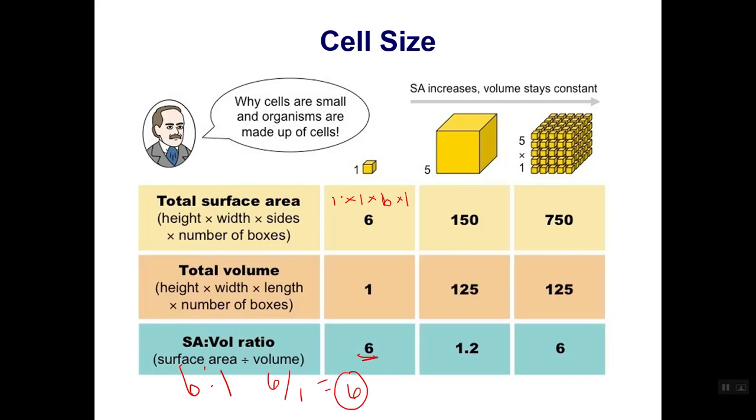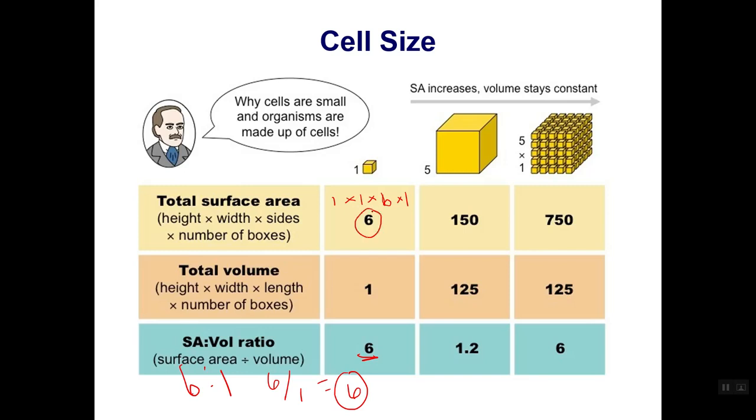All right. The height, it says it's 1. The width, since it's a square, it's the same. The number of sides, if you count them up, you only see 3, but there's 1 underneath, 1 on the back, and 1 over here. That gives you a total of 6, and there's only 1 box. So 1 times 1 times 6 times 1.